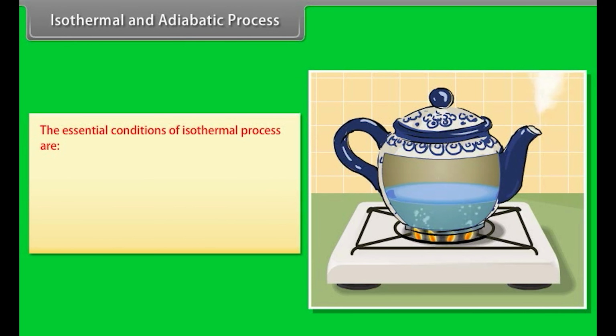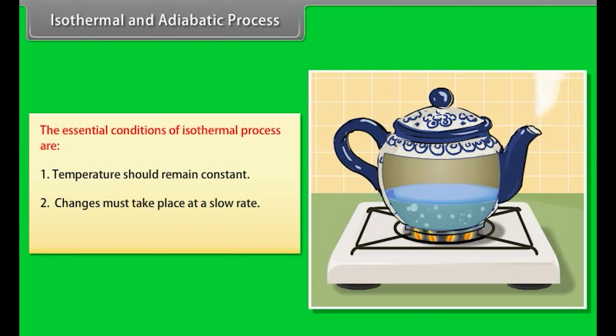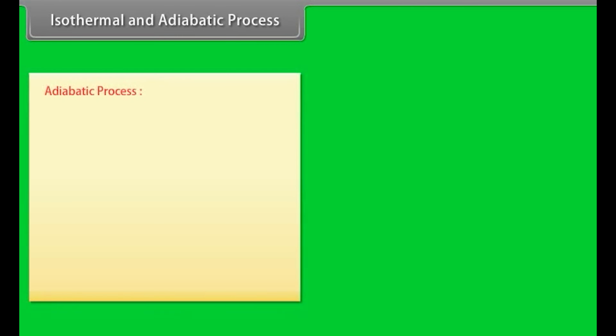The essential conditions of an isothermal process are: temperature should remain constant. Changes must take place at a slow rate. Specific heat of the gas is infinite.